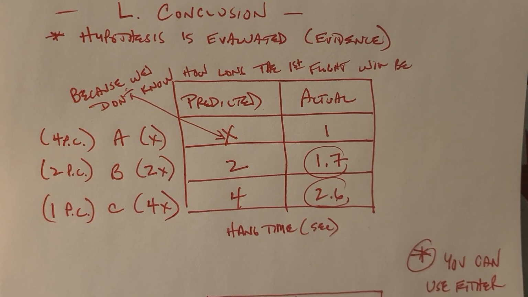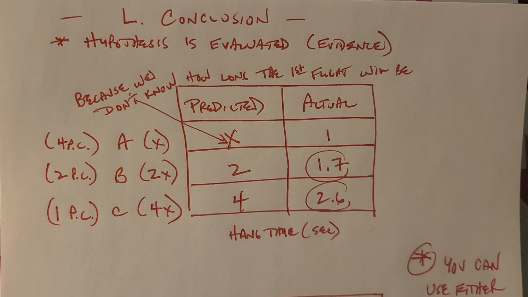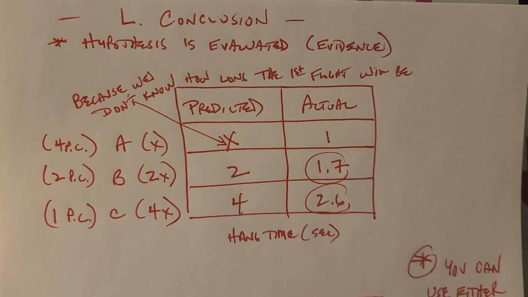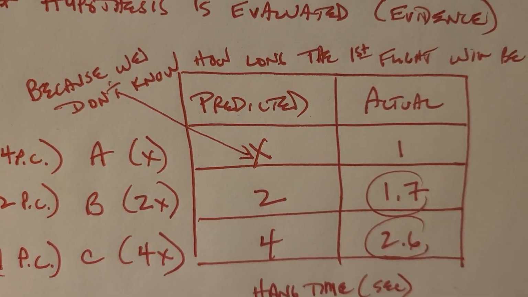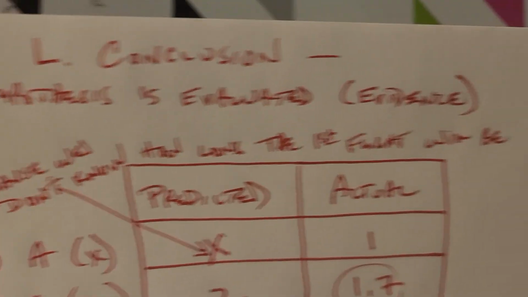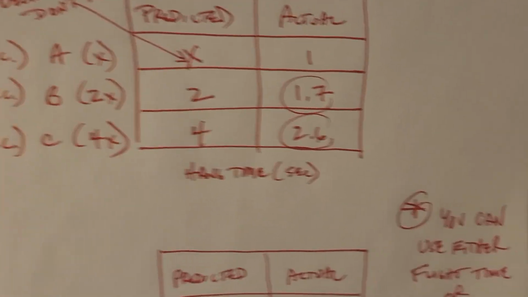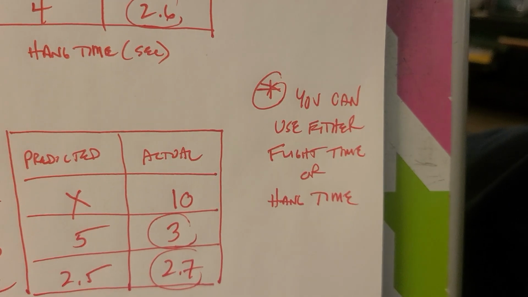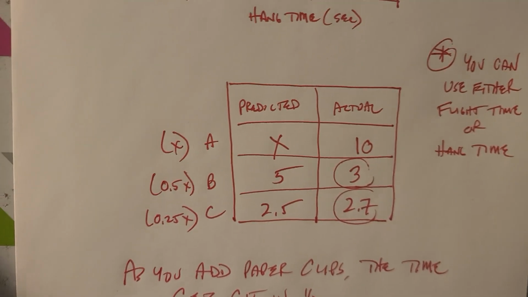And in a case like this, when we have an unknown, we don't know how far the plane is going to go. It's always your first level of your flight, your prediction is always going to be X, because we don't know how long the flight will be. So that's going to be X. And again, I rethought it. You can use either flight time or hang time. Doesn't matter to me.